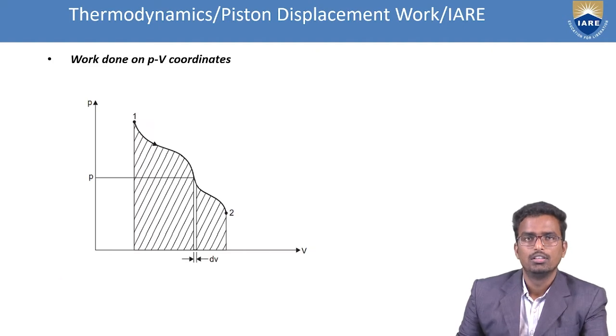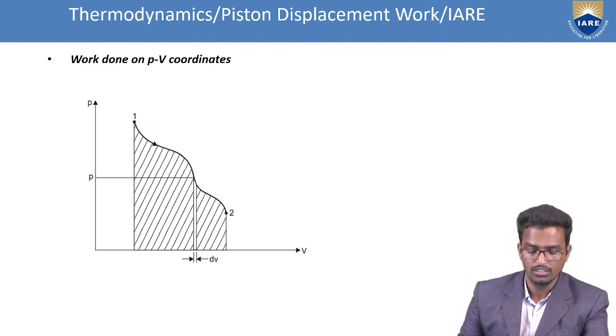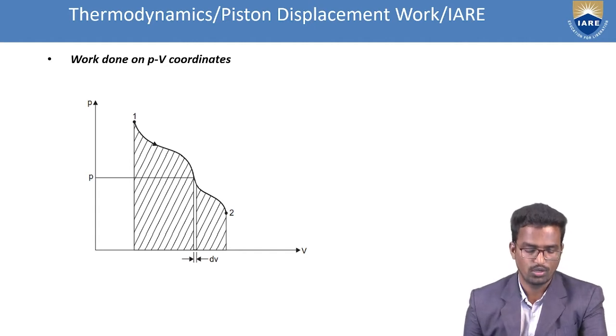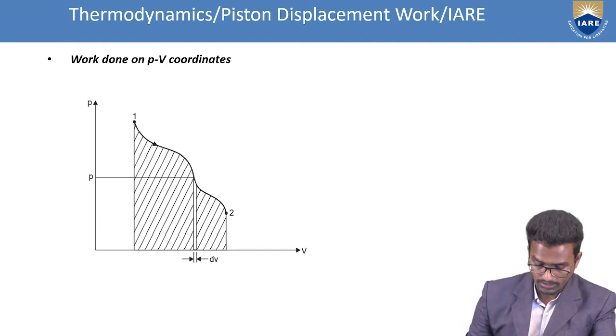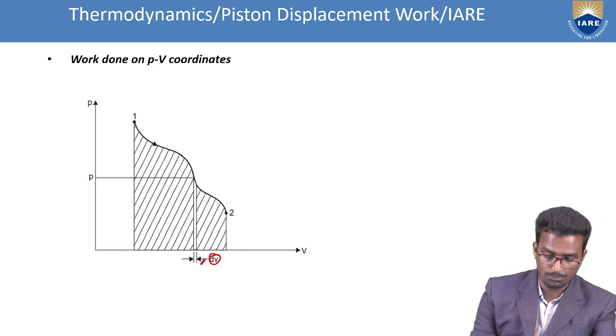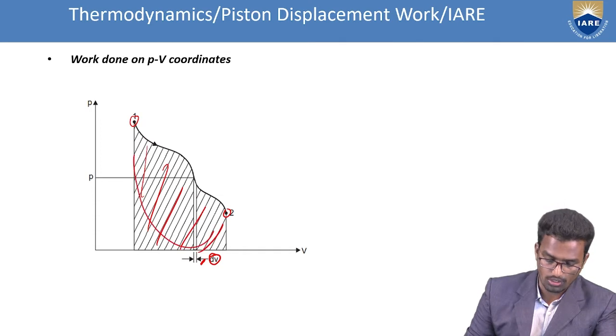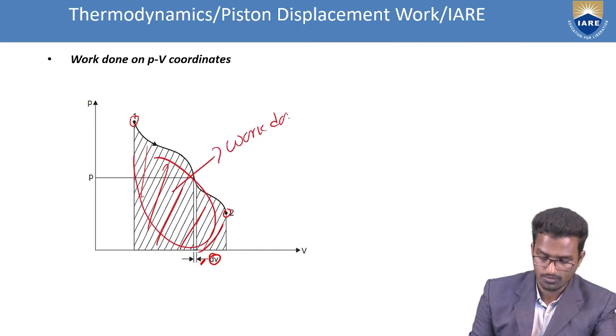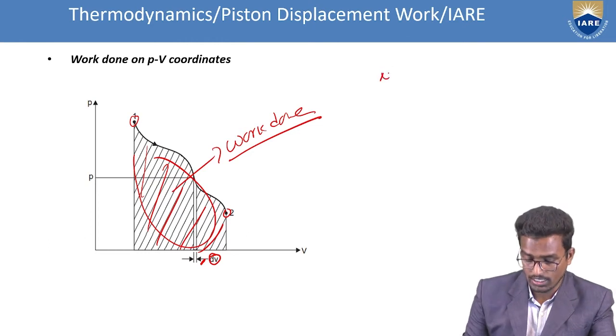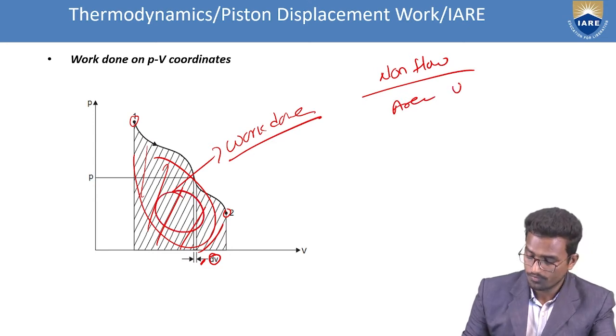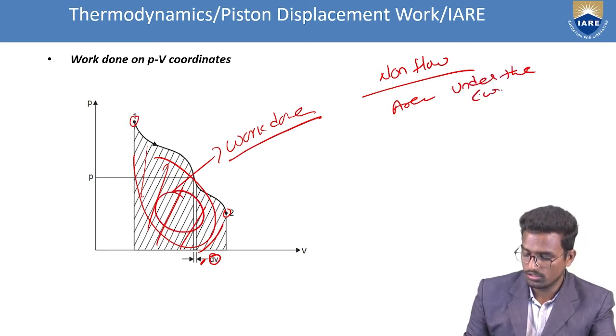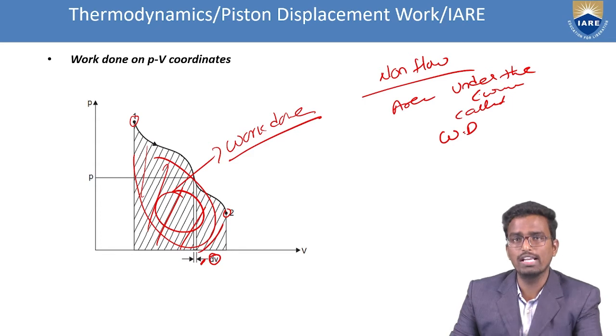So this is the work done on PV coordinates, right? This is a small change in volume. With respect to small change in volume, you find the remaining one. So the PV diagram looks like this. From stage 1 to stage 2, the area under this curve we call work done. If it is a non-flow process, the area under this curve is called work done.